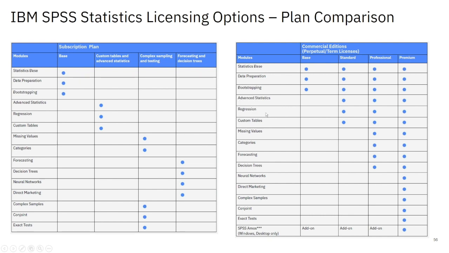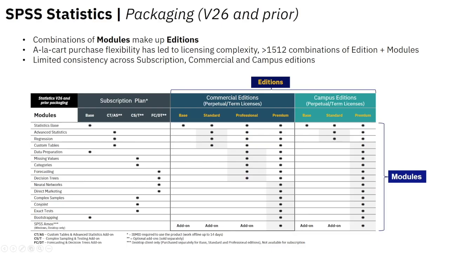However, because advanced statistics, regression, and custom tables are the most popular modules available in SPSS, IBM is allowing customers to buy, if you bought the base, you could add advanced statistics, regression, and custom tables. But if you need any of those additional ones, it's expected that you're going to buy the actual edition itself, right? Just to explain that. And you'll also notice Amos, as I mentioned, you can actually buy Amos by itself. So that was what I explained, the a la carte flexibility.